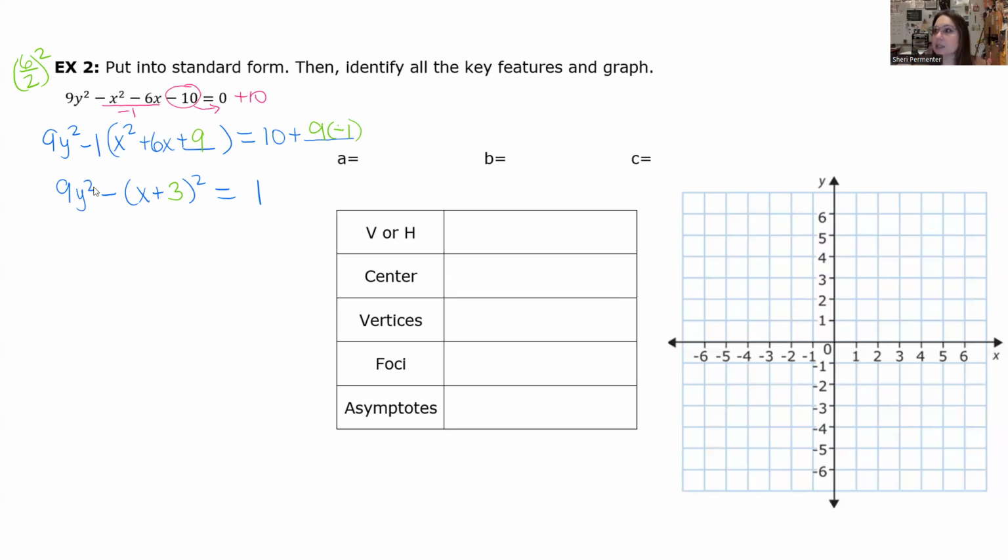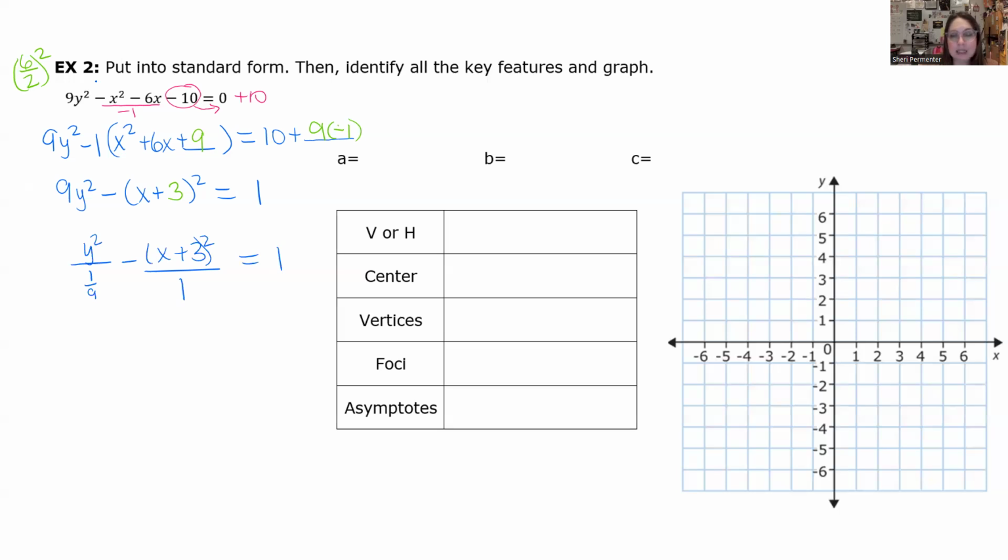From here, and this is going to look strange, but I cannot have this piece right here, and it doesn't even look like a hyperbola because hyperbolas are fractions. So this is the same thing as y squared divided by 1/9, minus x plus 3 squared over 1, equals 1. Always equals 1. Always equals 1.